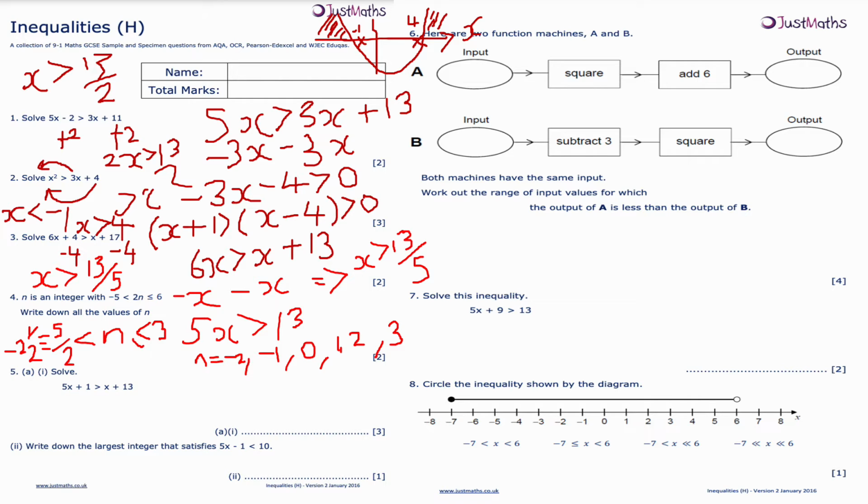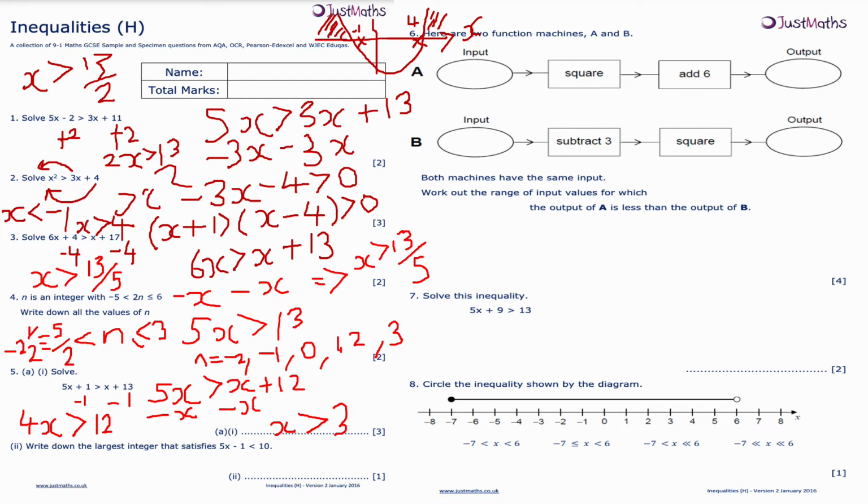This is question number 5. Solve this inequality. If I subtract 1 on both sides, I get that 5x is greater than x plus 12. If I now subtract x on both sides of my linear inequality, to balance it, I get that 4x is greater than 12. Dividing both sides by 4, because 4x means 4 times x, I get that x is greater than 12 divided by 4, which is 3.